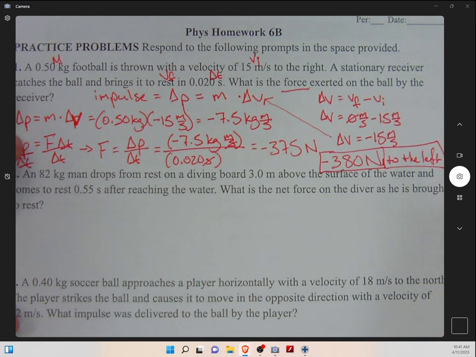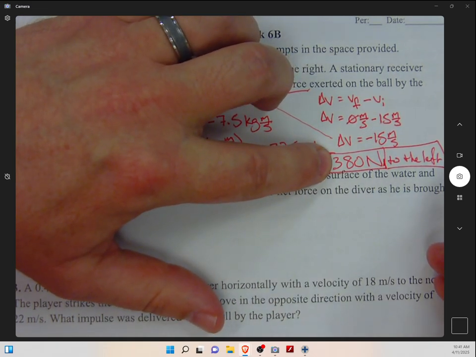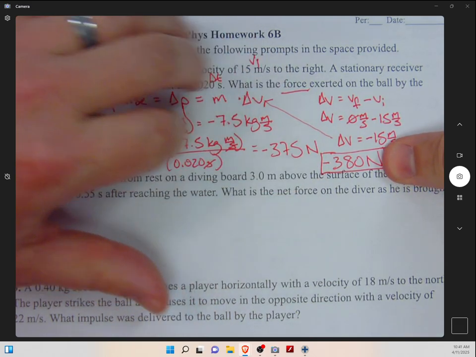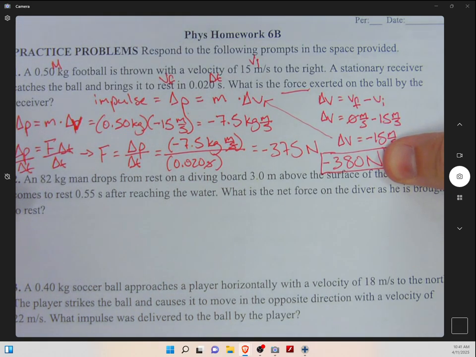Now that I'm looking at it, how about this? Let's ignore that negative 380, and we'll just say to the left. Or I could write negative 380. That way I could ignore to the left, right? Because that negative sign actually is a direction when it comes to physics. So yeah.